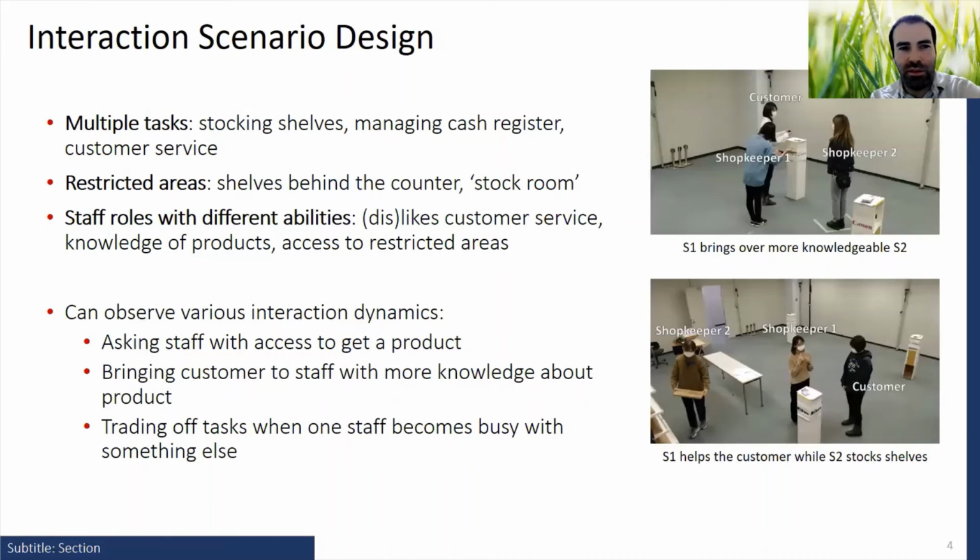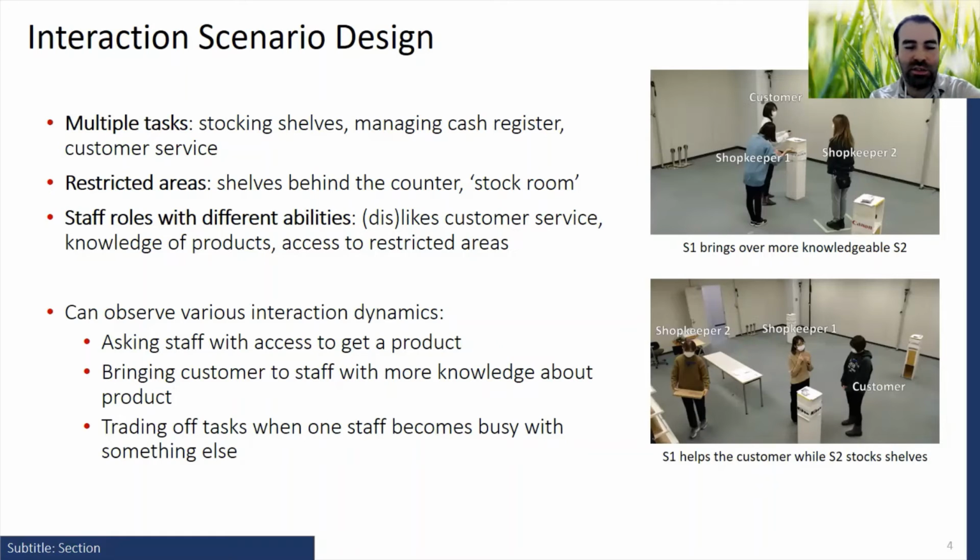With these representative types of interaction in mind, we designed an interaction scenario that contains two shopkeepers and one customer. The shopkeepers are assigned multiple tasks like stocking shelves, managing the cash register, and customer service. There are restricted areas such as shelves behind the counter and a stock room, and staff are assigned different roles with different abilities, such as liking or disliking customer service, knowledge of products, and access to restricted areas.